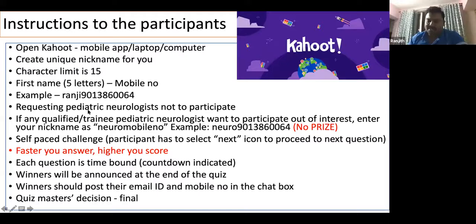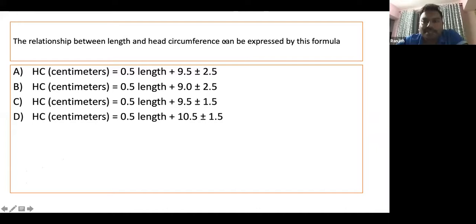So the question is, the relationship between length and head circumference can be expressed by this formula. Sir was mentioning the formula: head circumference is equal to length divided by 2 plus 9.5, plus or minus 2.5. That is the answer.